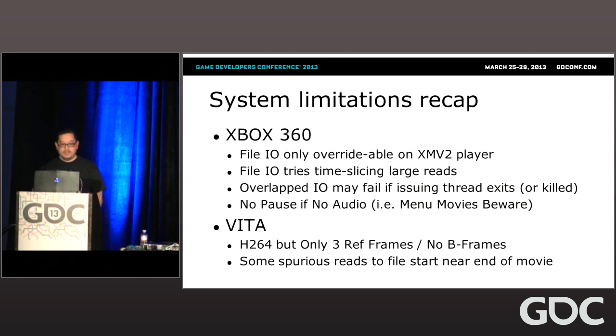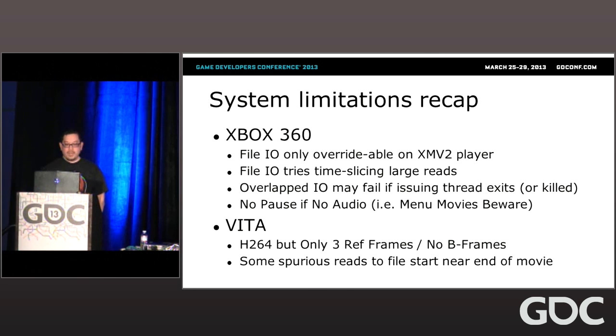I want to recap some system limitations that we ran into, that you might run into. If you're doing stuff on Xbox 360, the file I/O can only be overridden on an XMV movie player, XMV2. It'll try time slicing large reads, so you have to only do 1 large read at a time. This is an interesting one. We were issuing commands from 1 thread and using overlapped I/O, and then we were doing a teardown, because it happened during our load and garbage collect. Overlapped I/O on the Xbox 360 will fail if the issuing thread that started that I/O was killed. Another interesting thing is you don't get pause on your movies if you don't have an audio track. So if you have a movie without audio, just put a silent audio track in, and that's the only way you can pause it on 360.